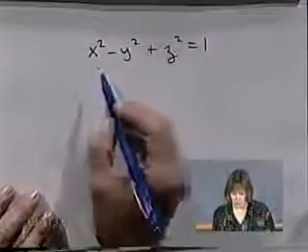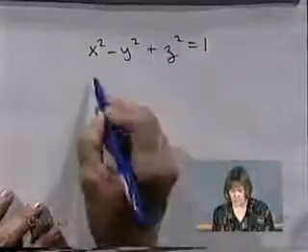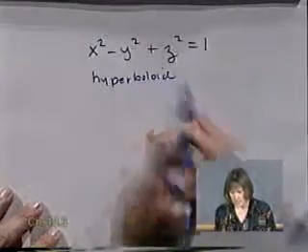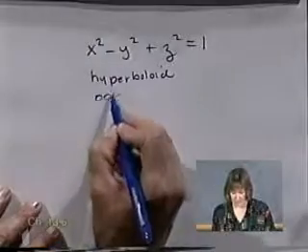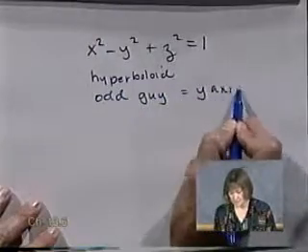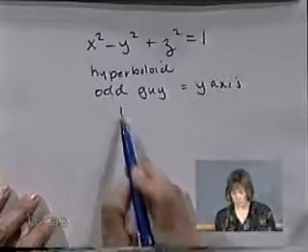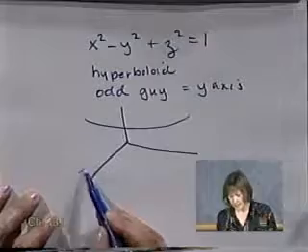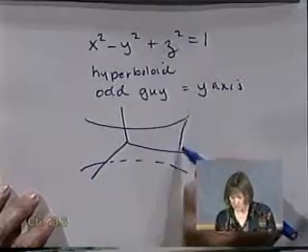So seeing that it's x squared minus y squared plus z squared, I know I'm going to get a hyperboloid. Who's the odd guy out? The odd guy out, the one minus sign, goes with the y-axis. And so this is going to be a hyperboloid that's going to be along the y-axis, and it's going to be going like this.